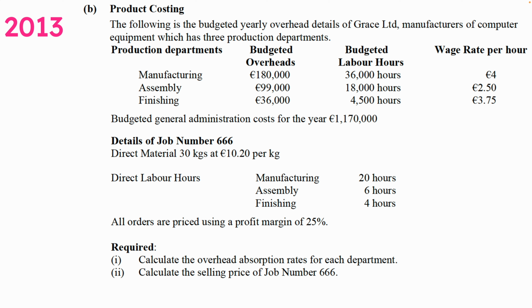Direct material, 30 kgs at €10.20 per kg. Direct labour hours, manufacturing 20 hours, assembly 6 hours, finishing 4 hours. All orders are priced using a profit margin of 25%. So what is required? Required, 1, calculate the overhead absorption rates for each department, and 2, calculate the selling price of job number 666. So that's part B.